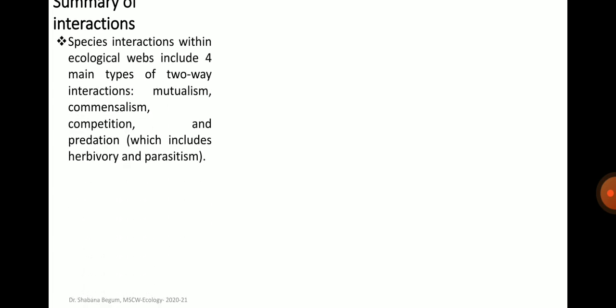Summary of interaction. So, species interactions within ecological webs include four main types of two-way interactions: mutualism, commensalism, competition, and predation.